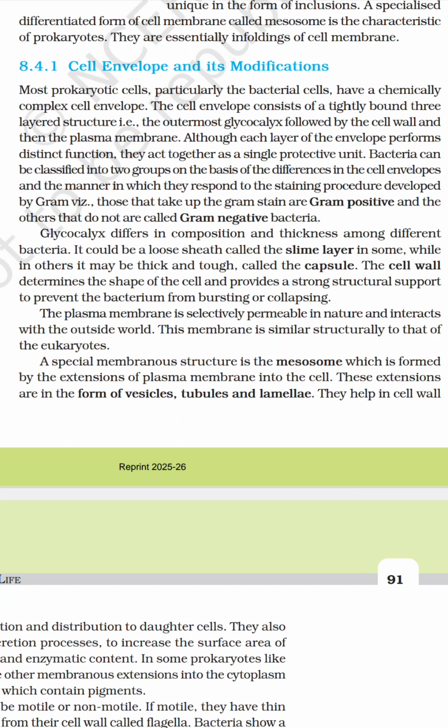Based on the cell envelope, bacteria can be classified into two groups: gram positive and gram negative bacteria. Bacteria that take up the gram stain, which contain the gram stain in nature, are known as gram positive bacteria. The bacteria that lack it are known as gram negative bacteria.